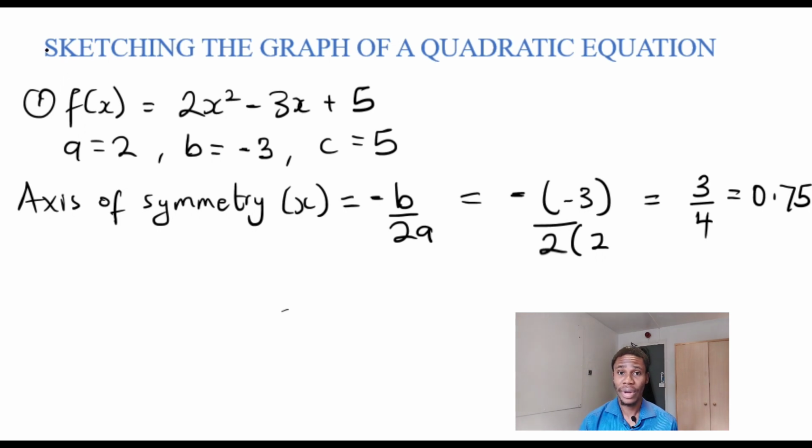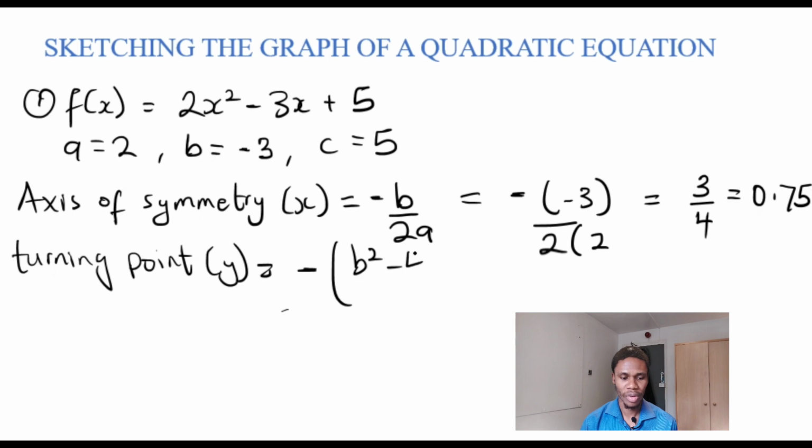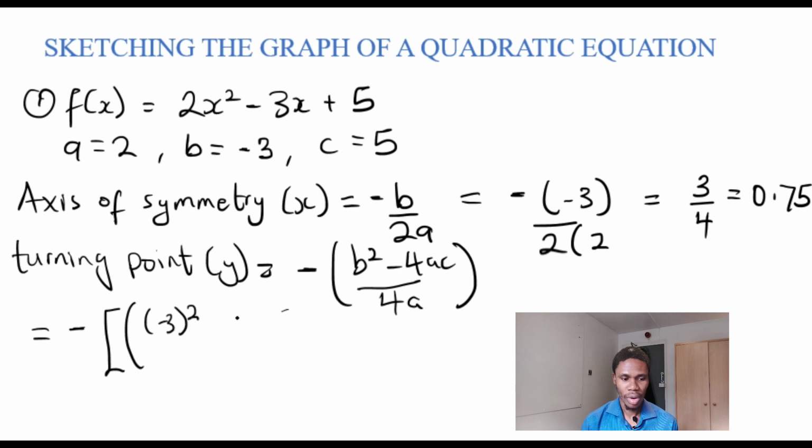So we said our turning point y equals minus into brackets b squared minus 4ac divided by 4a. So we insert our values and it gives us minus b squared, which is minus 3 squared. Always try to write everything in full just so that you do not miss some values and some signs.